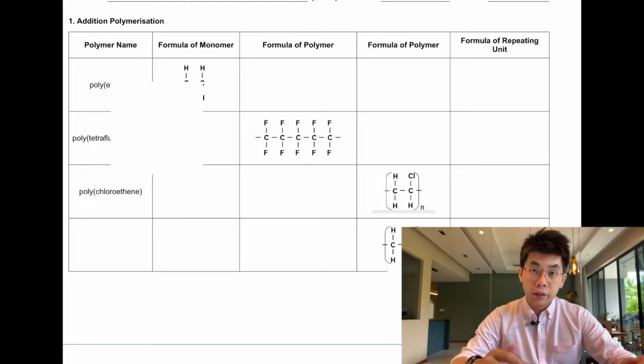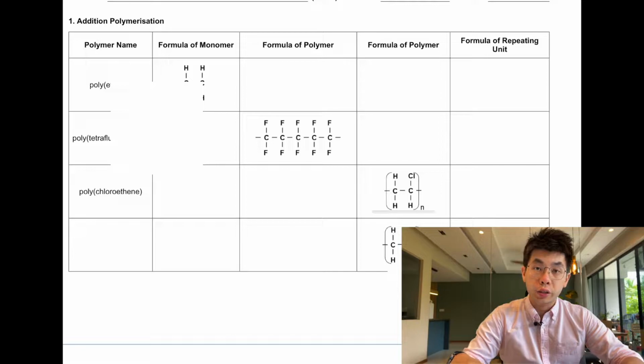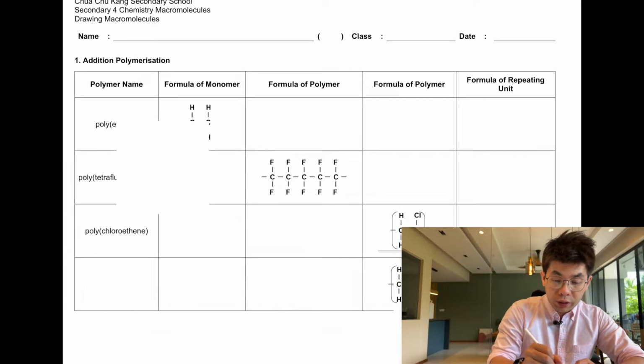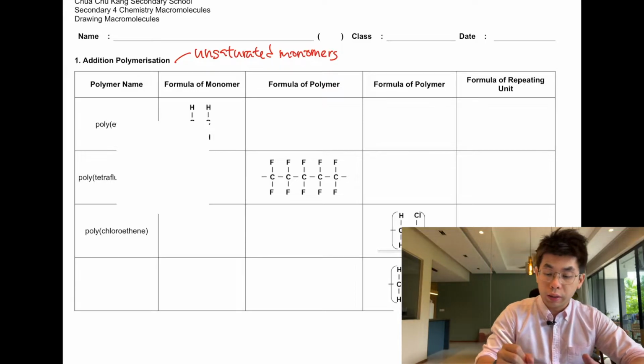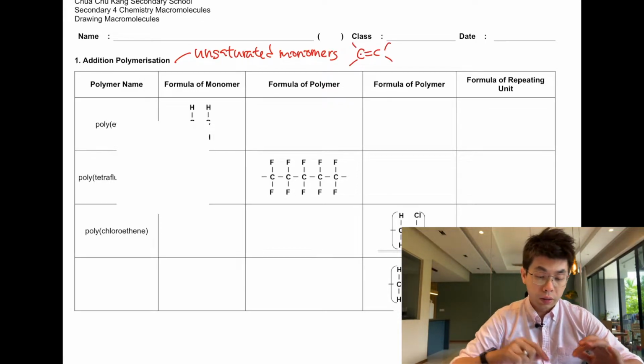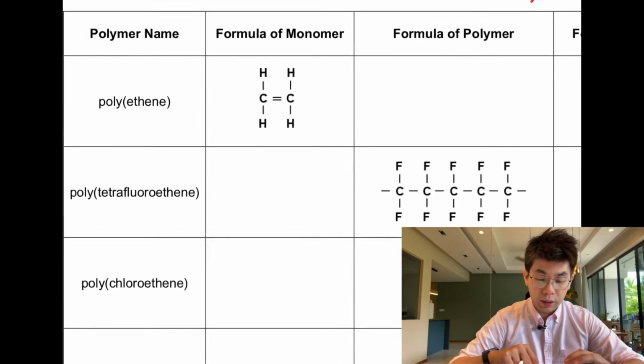Hello everyone, in this video we'll be looking at how to draw addition polymerization. We have previously learned that addition polymerization must occur for unsaturated monomers, only for unsaturated monomers. That indicates that the monomer contains the C double bond C. One good practice is to draw the monomer in such a manner.